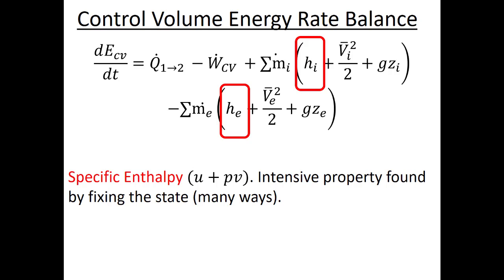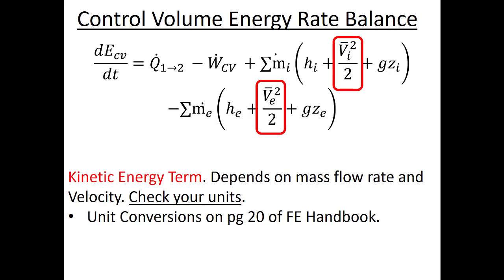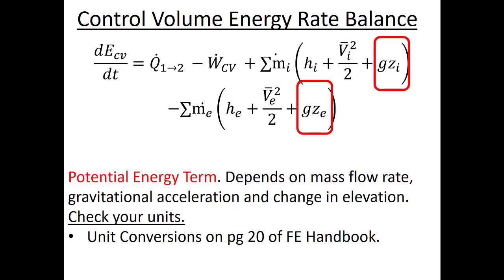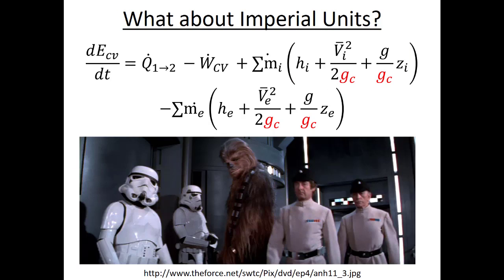But since it's kind of a pain to look up both specific internal energy and specific volume, if I knew, say, the temperature and pressure of a superheated vapor, we just define one property, because once we know 2 independent properties, we know all of them. So let's combine some of them into this thing called specific enthalpy. We have another term that's related to the kinetic energy coming in and out with the mass, and another term that's related to the potential energy coming in and out with the mass.